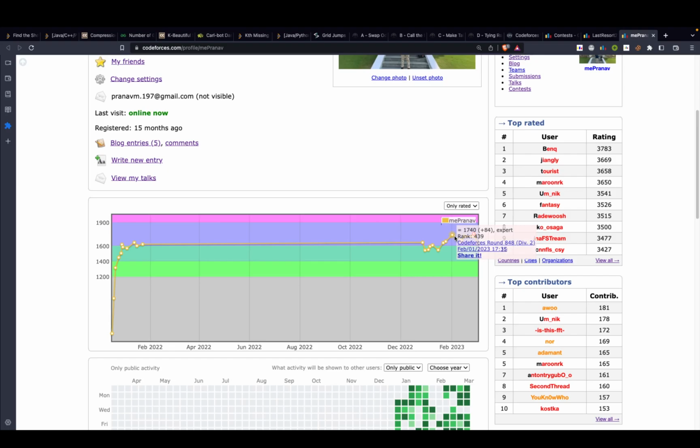But the entire point is that you have to keep grinding and keep solving contests. It doesn't matter in the short run if your rating falls or not. In the long run, it will definitely go up if you keep grinding, if you keep solving more problems and stuff.